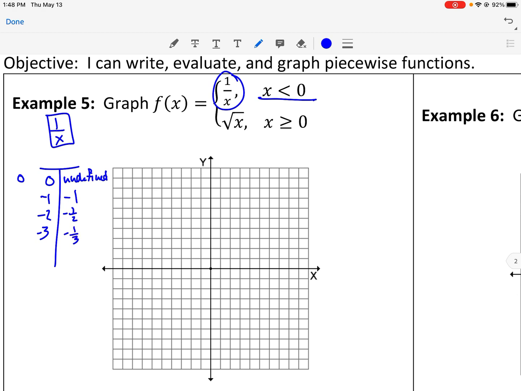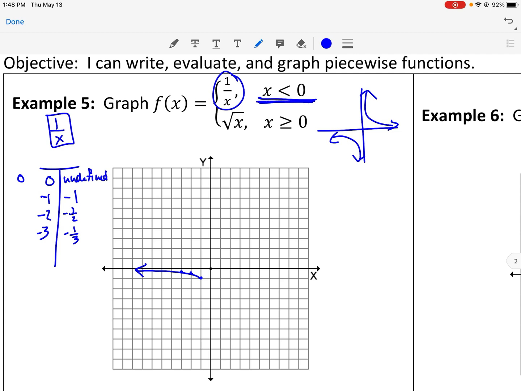Negative 1, negative 2, negative 3. Okay. There we go. There's that part of the graph. So negative 1, negative 1, negative a half, negative a third. And then at 0, it doesn't exist. But what would really be helpful, you can use your calculator to help you, and you can graph that, just 1 over x in your calculator. But if you remember that parent function, this is the rational parent function, which looks like this. We have those two pieces.